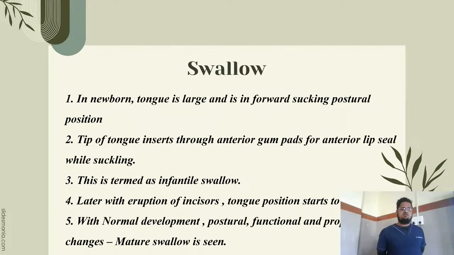Next function is the swallow. In the newborn, the tongue is large and in a forward sucking postural position. The tip of the tongue inserts through the anterior gum pads for an anterior lip seal while suckling. This is termed the infantile swallow. Later, with eruption of the incisors, the tongue position starts to retract. With normal development, postural, functional, and proprioceptive changes cause the mature swallow.